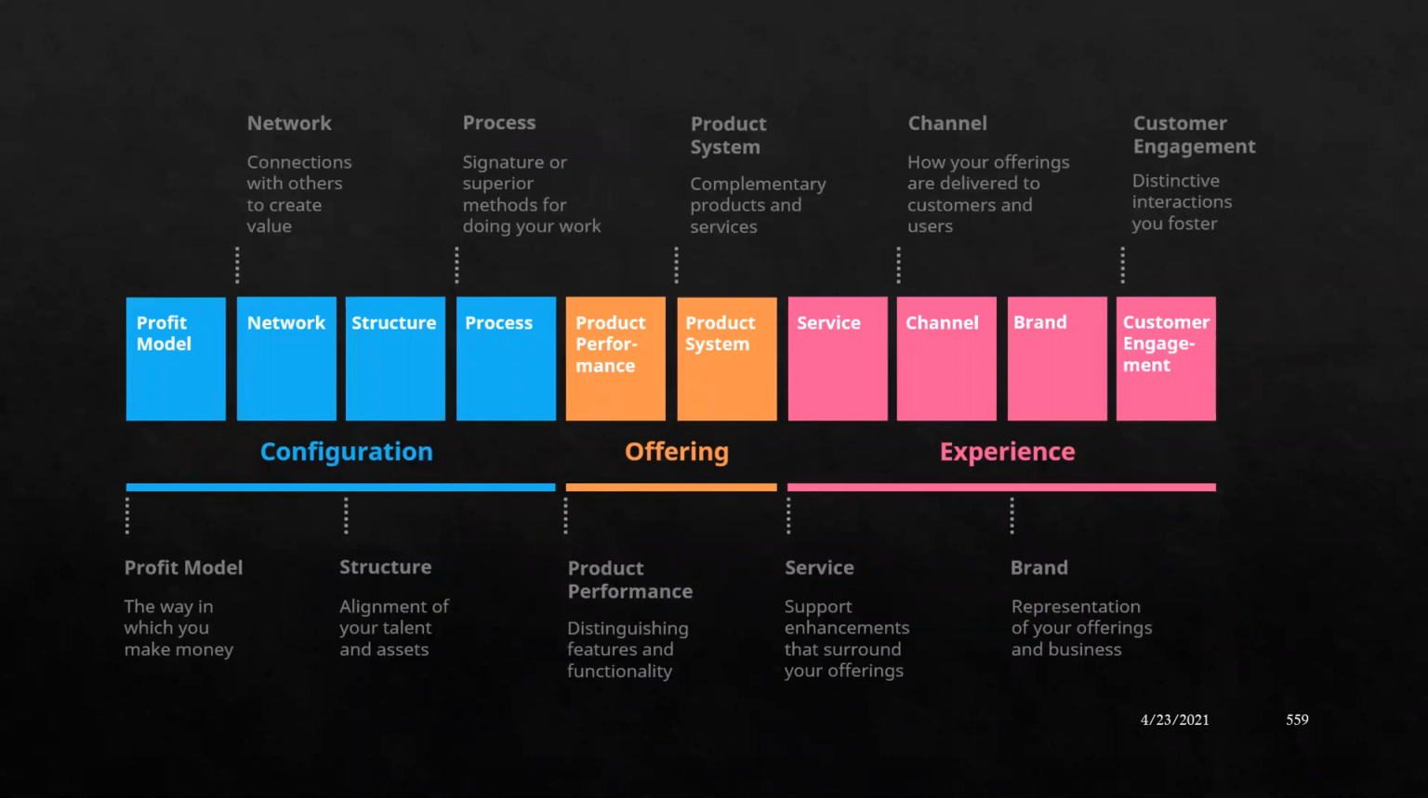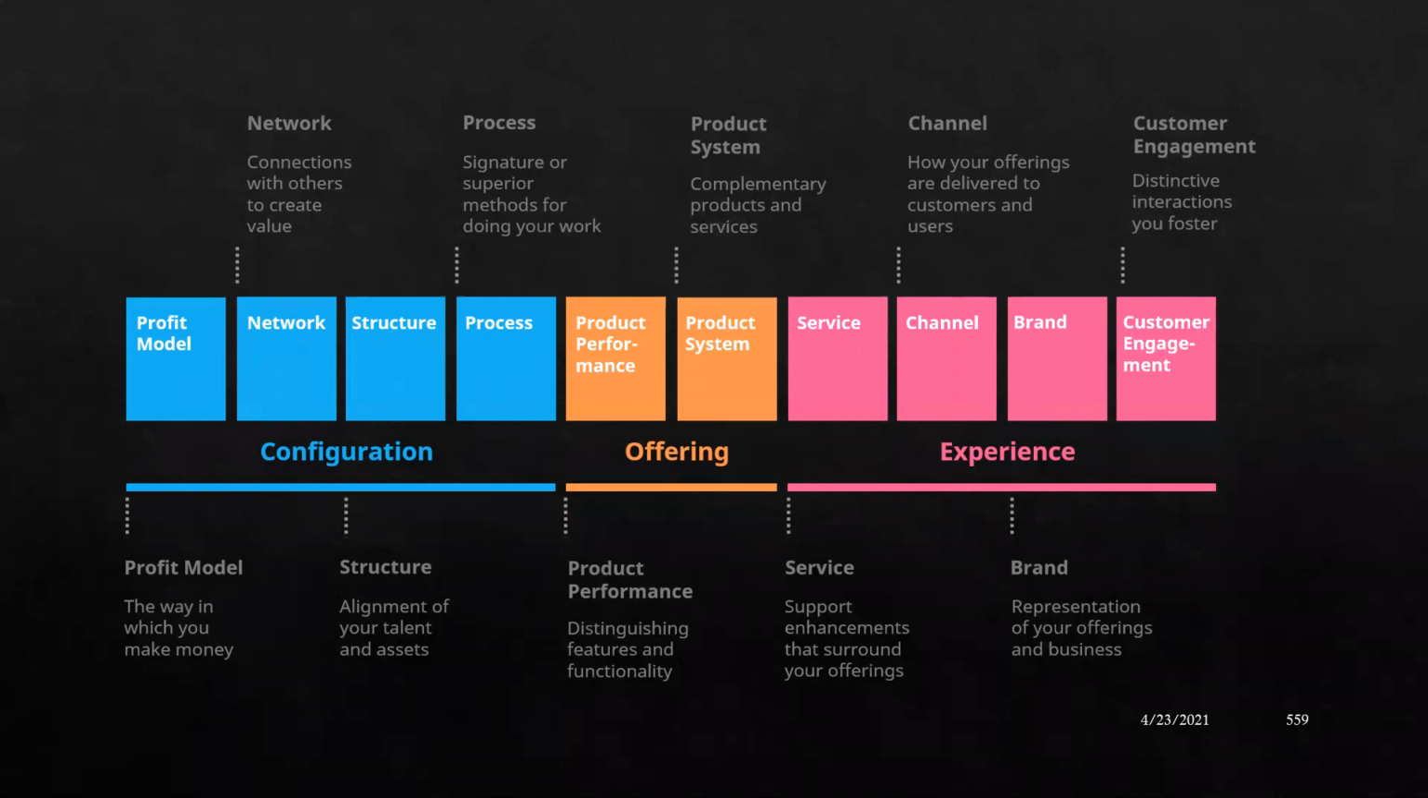And if you look from an upstream, downstream perspective of innovations, we can separate into three categories. One of them is the experience category. That is where innovations are more interacting and engaging with the customers. So we're talking about service innovation, channel innovation, brand innovation, customer engagement innovation. And then there is the offering that customers receive, our product and service. So we're talking about offering innovation: product innovation, product performance, product characteristics, product system.